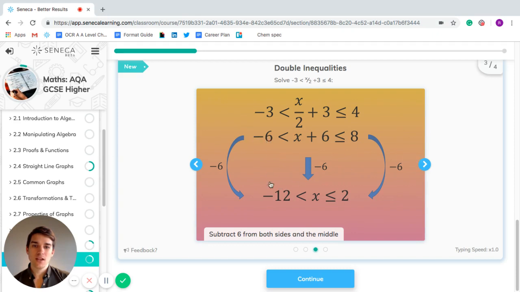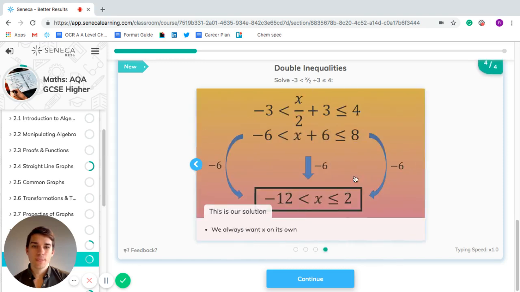That would leave us with negative 12, and this 6 subtract 6, and 8 subtract 6 would give us 2. So we're left with negative 12 is smaller than x, which is smaller than or equal to 2. And that is our final answer here. We want to get x on its own and in the middle of the two inequality symbols.